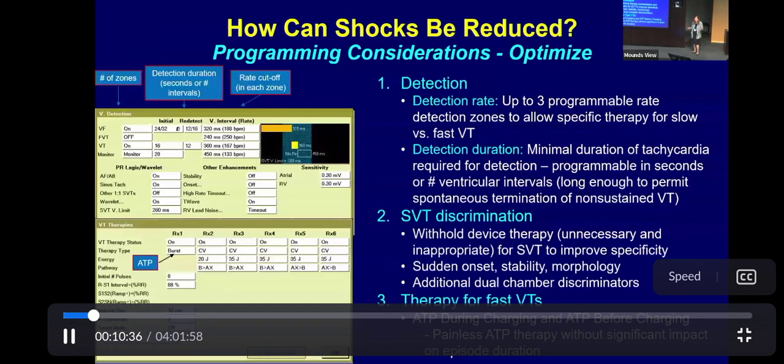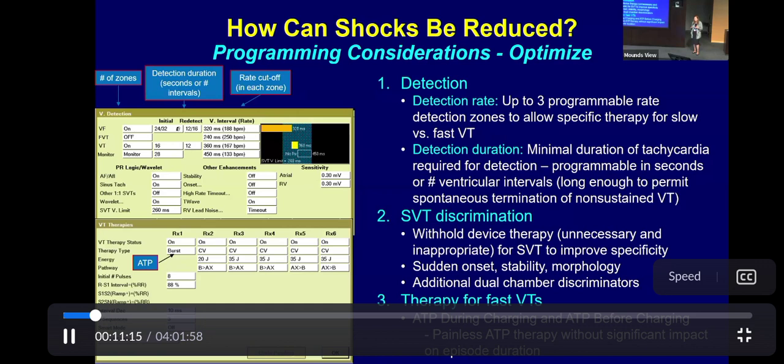So the very basics, and I suspect pretty much everyone in the room knows about this, but detection, SVT discrimination, and therapy for fast VTs is what a lot of these studies for evidence-based programming focused on. So detection, and you could program a few different detection rates, for 2 different VT zones and one VF zone in some of the devices. Detection duration, the language isn't exactly the same between manufacturers, but it's the number of intervals to detect, or seconds in some devices. SVT discrimination, meaning that you'll withhold therapy if the device sees this as SVT.